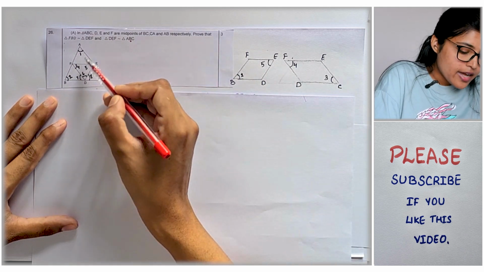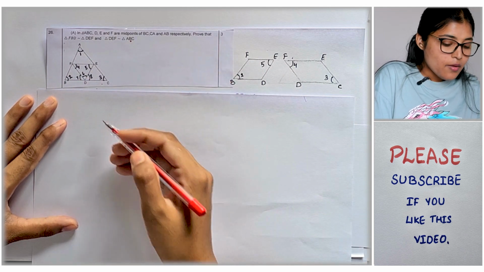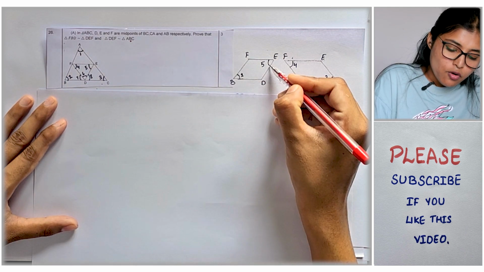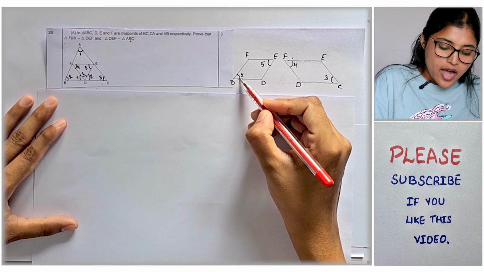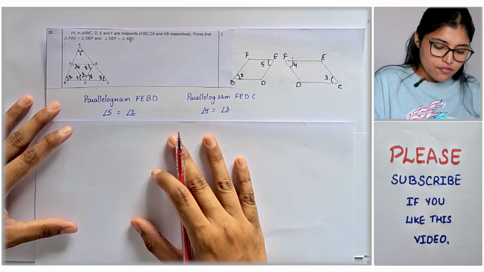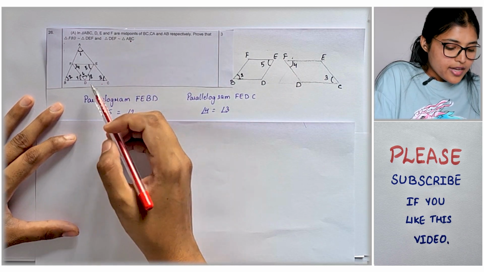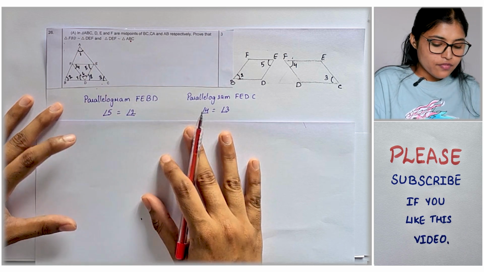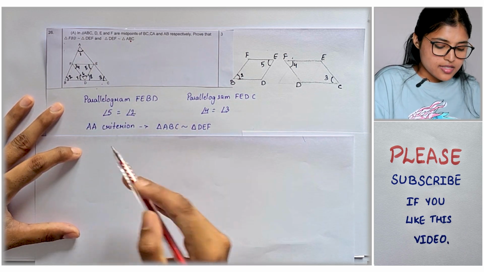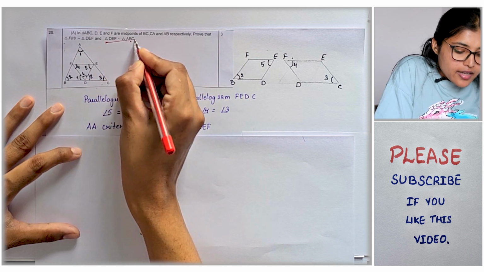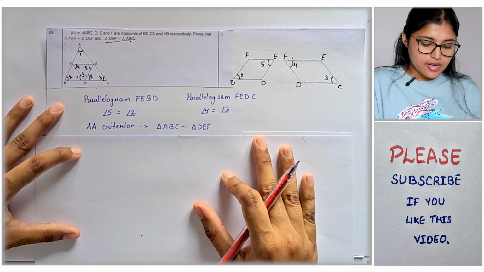I have labeled the angles as shown in the figure here. So from FEBD, we know that the angles in a parallelogram opposite to each other are equal. So angle 2 equals angle 5 and angle 4 equals angle 3. Now in triangles ABC and DEF, we have proven that two angles are equal. From the angle-angle criterion, I can say that triangle DEF is similar to triangle ABC.